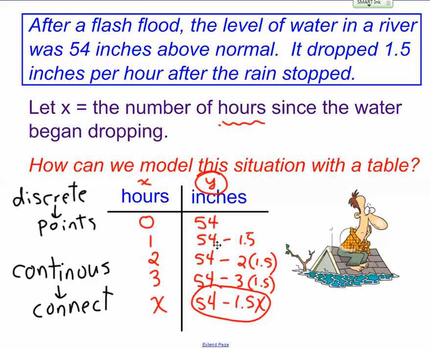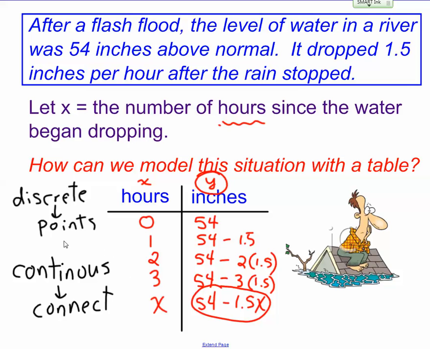After 1 hour, it dropped 1.5 inches, so that's subtraction. After 2 hours, it dropped 2 groups of 1.5. After 3 hours, it dropped 3 groups of 1.5. And in x hours, it will drop x groups of 1.5. So we got right away, you guys saw it, Jabari saw it really quickly, that if I want to know how many inches of rain there are, I do 54 minus 1.5 times the number of hours.